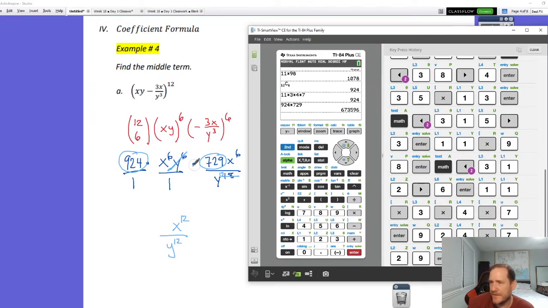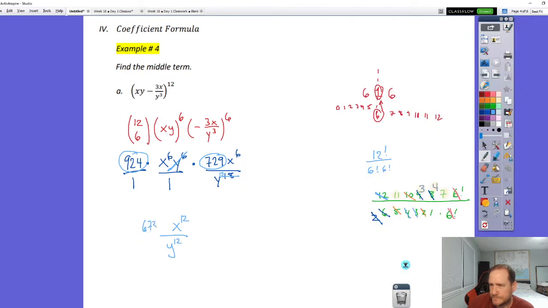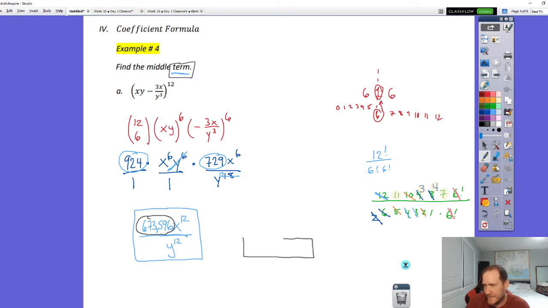Six, 7, 3, 5, 9, 6. And we're going to need a bigger fraction bar. Okay, that's what our middle term would be. So if I asked you to give me the whole term, you'd have to include the x and the y, right? On the quiz, I'm pretty sure I never ask you for the whole term. I just say, find the coefficient of the middle term. So the coefficient is just that number. So when I ask you for that into your little field, you'll just type the 673,596.